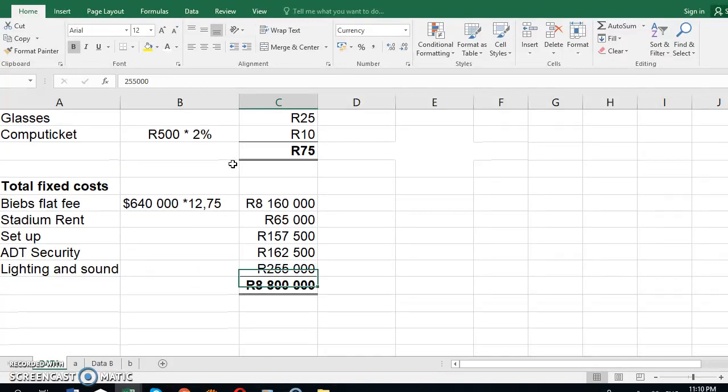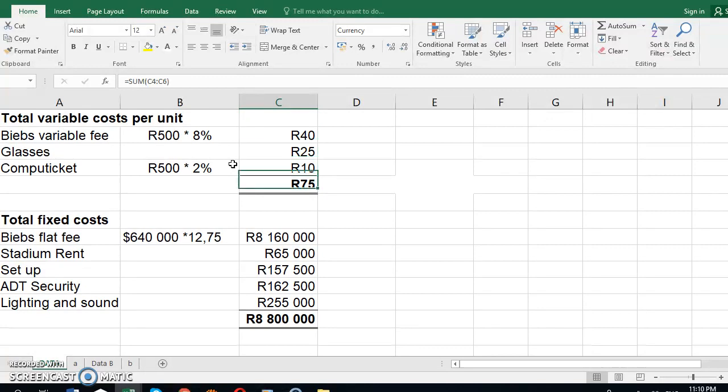Our fixed cost, Justin Bieber requires a flat fee of $640,000, and they gave us an exchange rate, and because we're in South Africa we have to convert to rands, and 640 times the exchange rate gives you 8.16 million. And then all those costs, stadium rent, setup, ADT security, lighting and so on, were all fixed costs as well. So that's your total fixed cost.